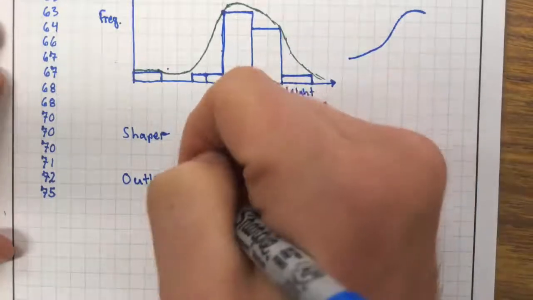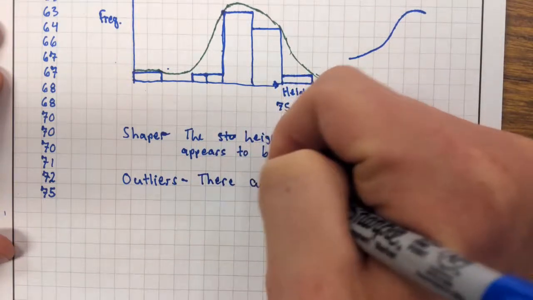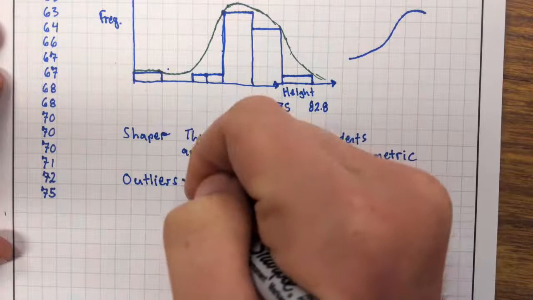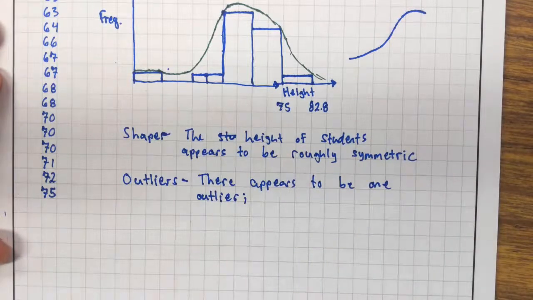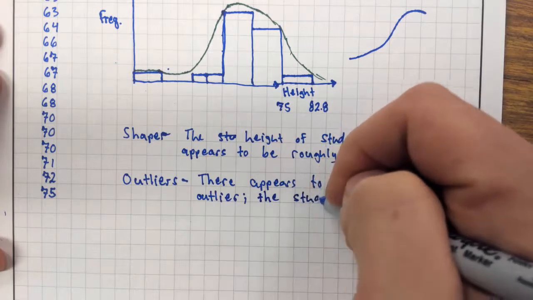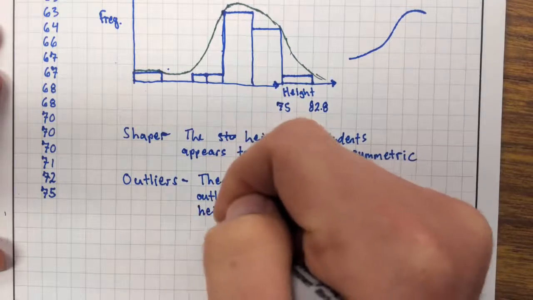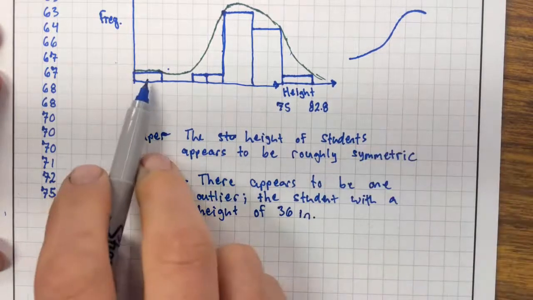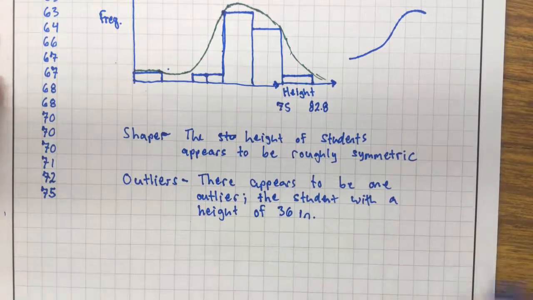There's one outlier. Here, let's write it out like this. There appears to be one outlier. Again, you're not just going to say 36. We're going to add a little bit of context here. Student with a height of 36 inches. That height right here certainly looks like it does not belong. Okay, so we'll move on then.